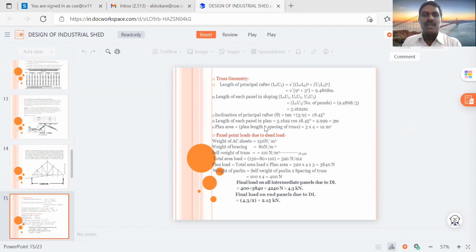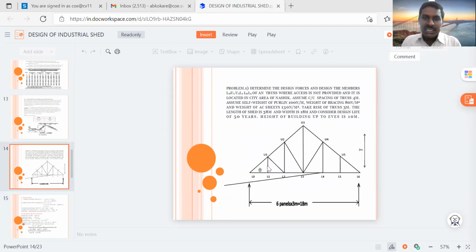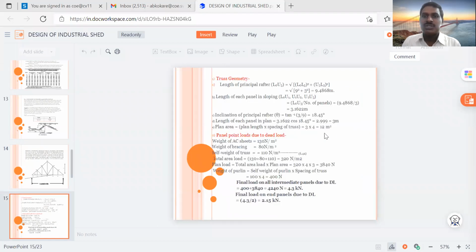Then the length of each panel in plan. So we have to multiply for the plan area. How to calculate the length of each panel in plan? So this inclined length into cos of theta. If we take this inclined length into cos of theta, we will get the length of this inclined panel in plan. So that is 2.99 meter, that is 3 meter.